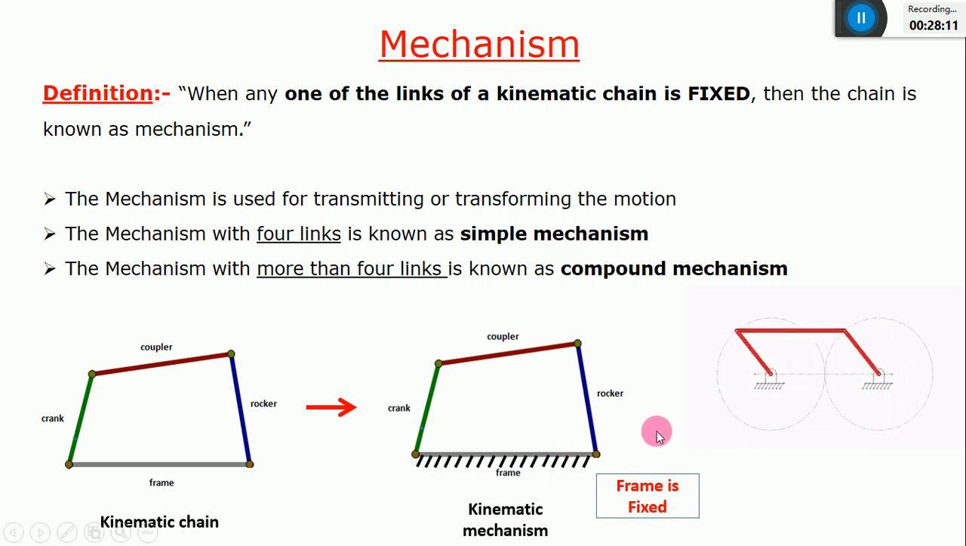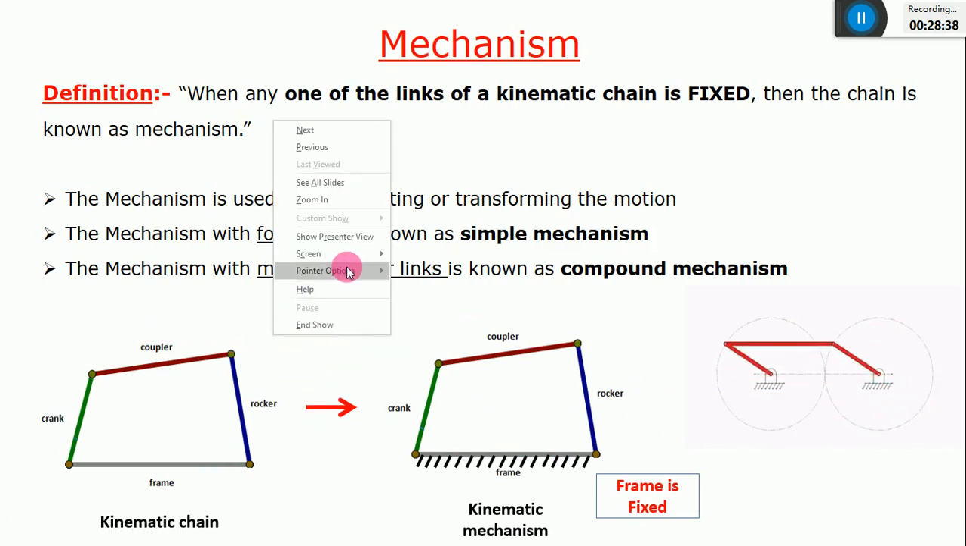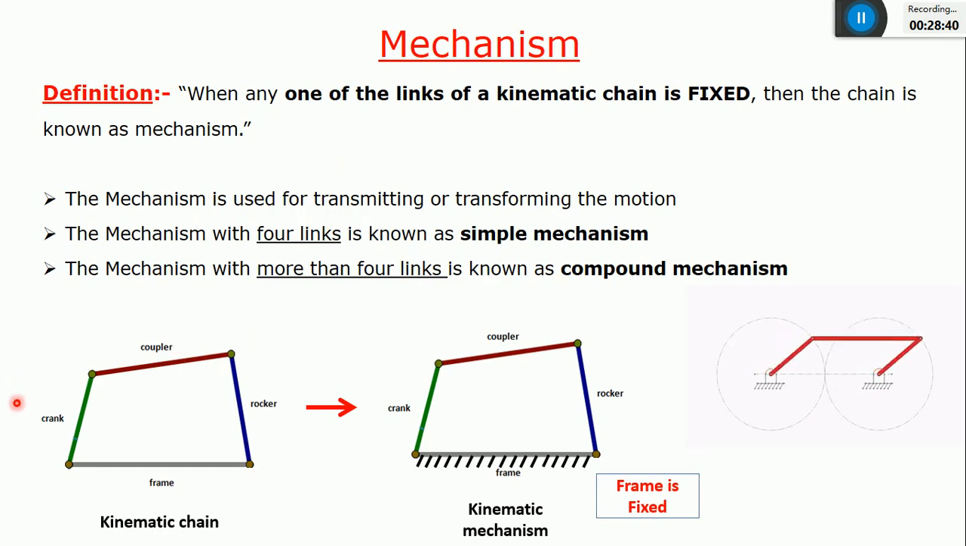Okay, so have you taken down this mechanism definition? Please take down. So when any one link of a kinematic chain is fixed, then such chain is called as a mechanism. In this case, this is a kinematic chain, and this one is a 4-bar mechanism. So at the left side, you can say it is a 4-bar chain, and this is a 4-bar mechanism. And this is the example of 4-bar mechanism.